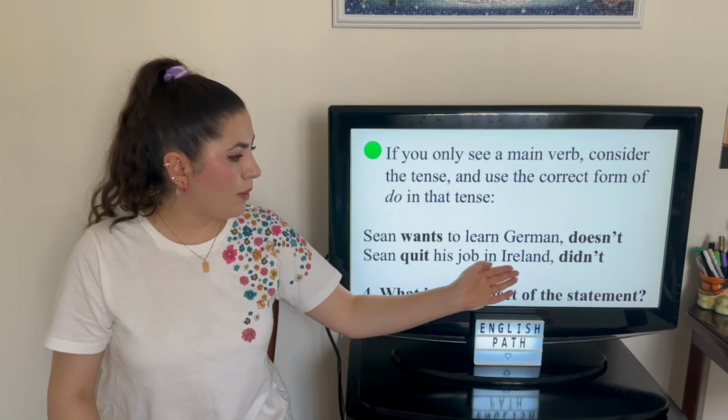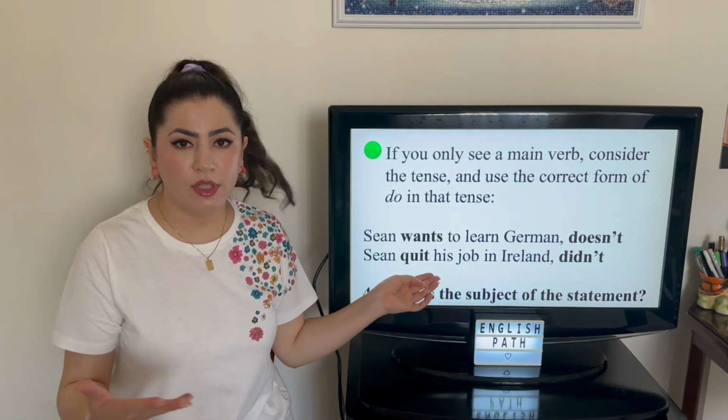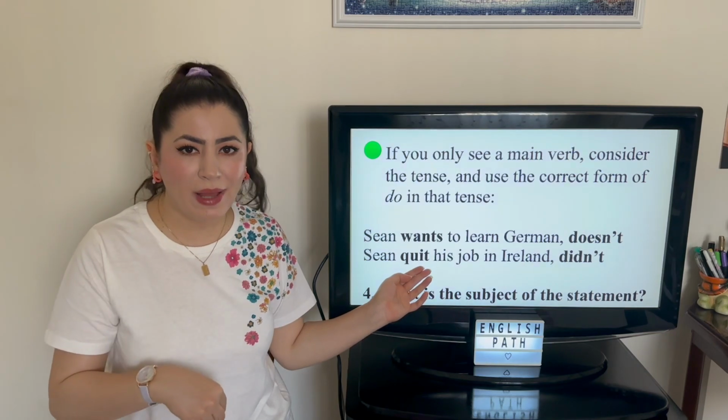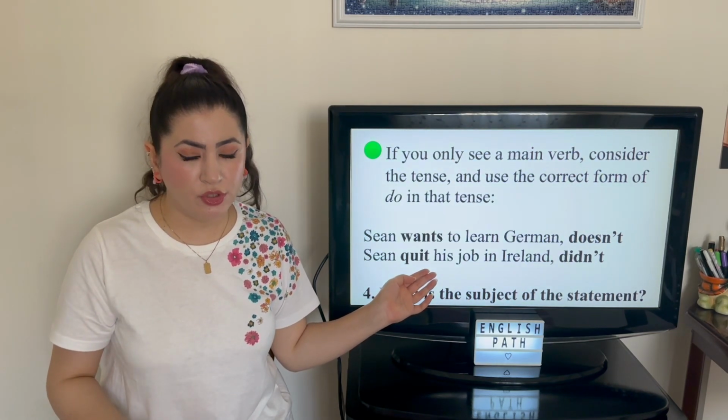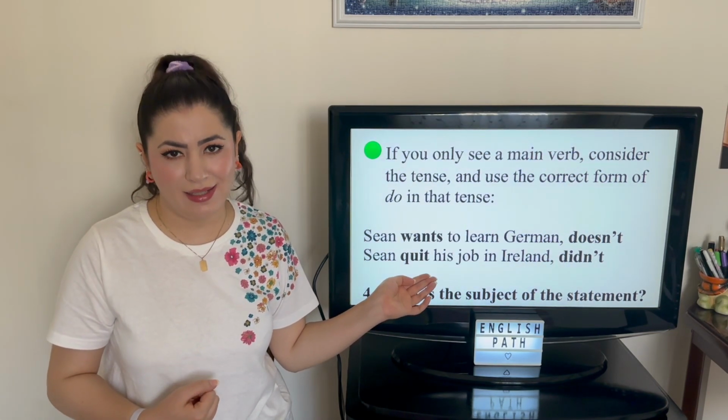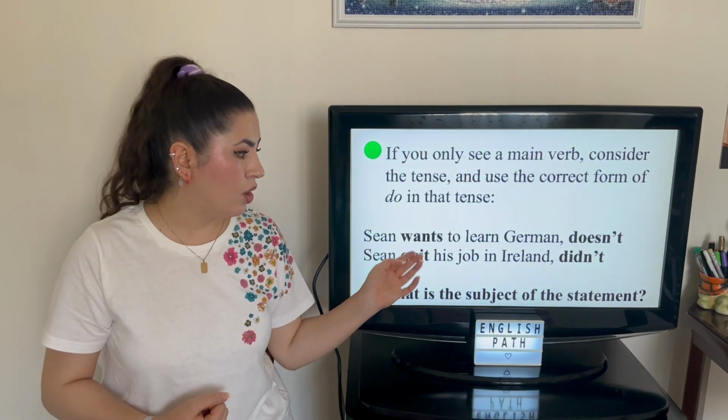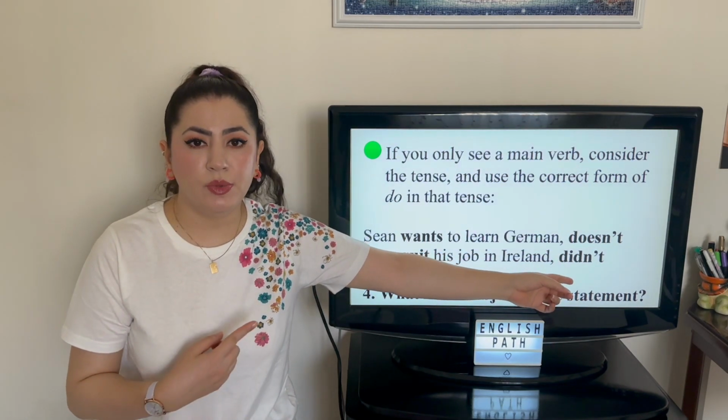Sean quit his job in Ireland. Okay, there's no auxiliary. It's in the simple past tense. The correct form of do in the simple past tense is did. The verb is positive, so we reverse the auxiliary and we use didn't.